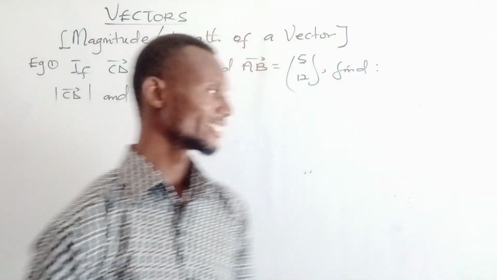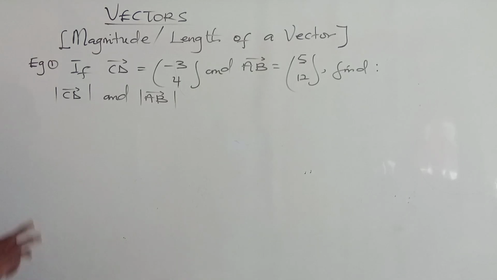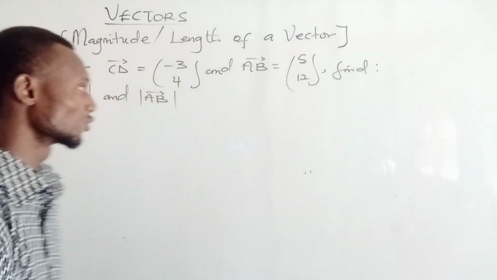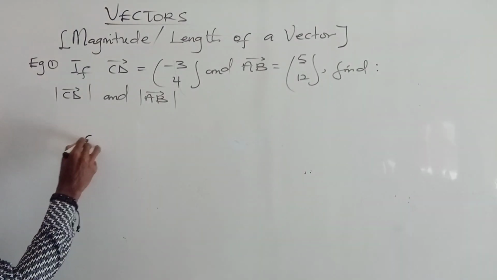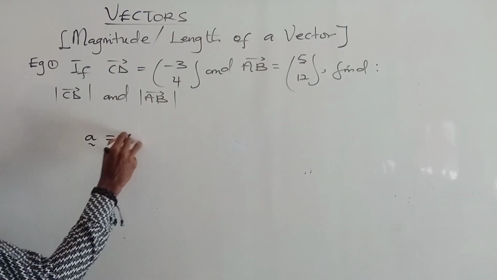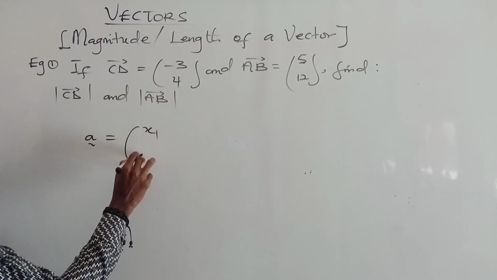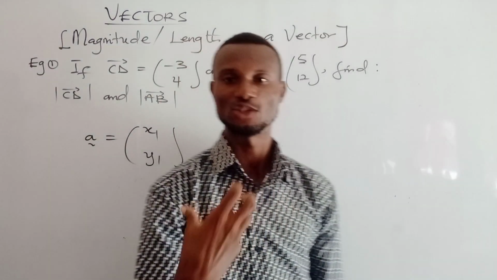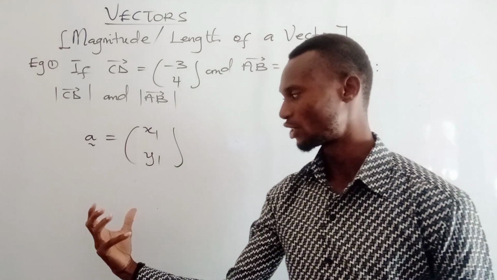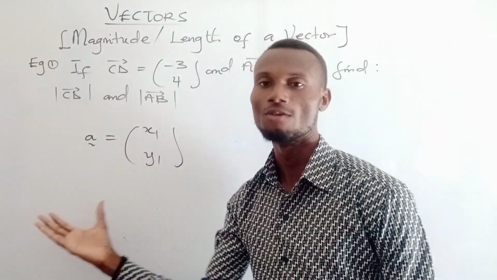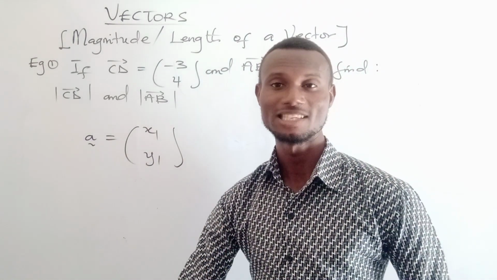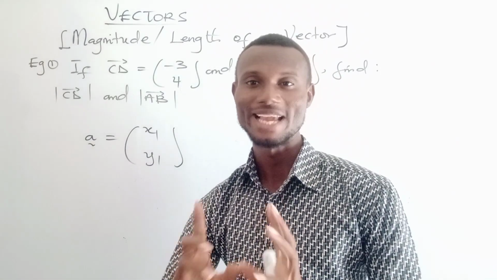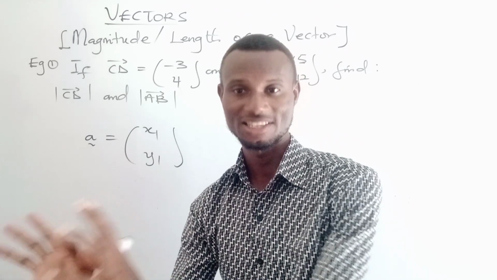So let's take any given vector and let me use it to explain how to find the magnitude or length of a vector to you. Assuming I have the vector A equals (x1, y1), and I'm being asked to find the magnitude or length of this vector. Don't forget, I said that being asked to find the magnitude of a vector is the same as being asked to find the length of that vector.